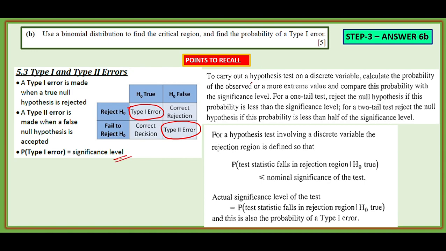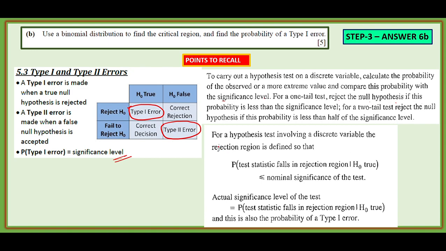To carry out a hypothesis test on a discrete variable, calculate the probability of the observed or a more extreme value and compare this probability with the significance level. For a one-tail test, reject the null hypothesis if this probability is less than the significance level. For a two-tail test, reject the null hypothesis if this probability is less than half of the significance level.